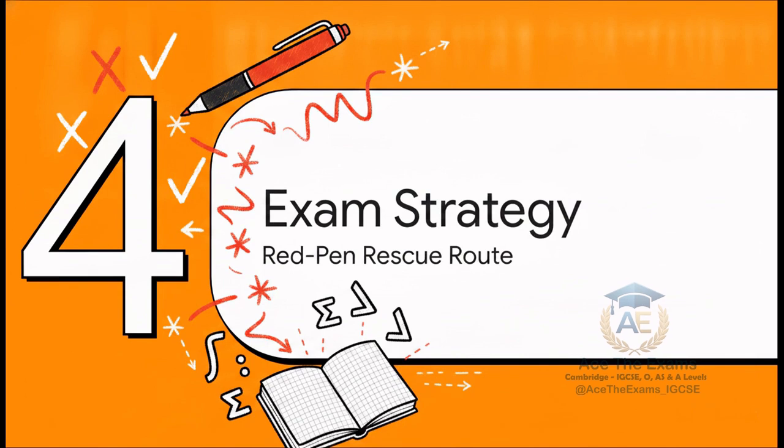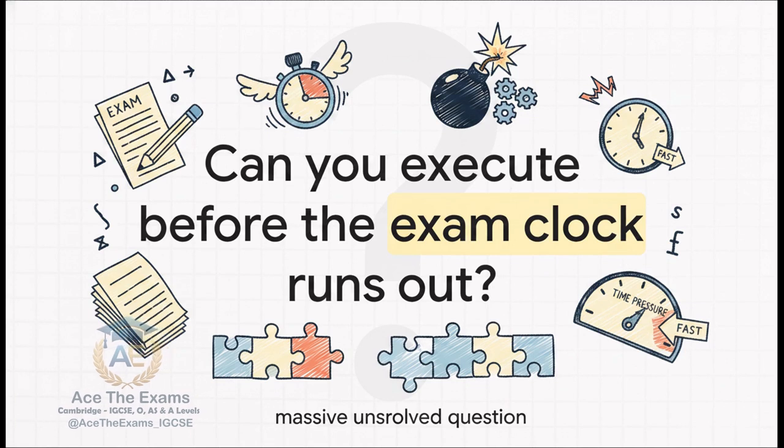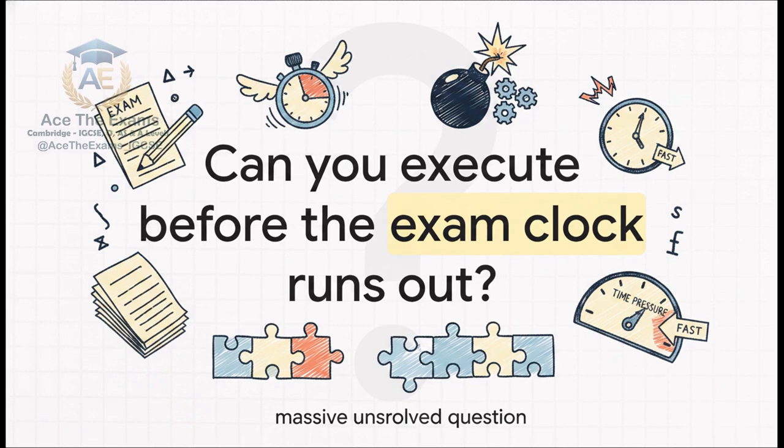Section 4. High-mark exam strategy, the red pen rescue route. So, we've covered the theoretical foundations, we've mapped out the procedural methodology, the examiner warnings, and we know the absolute necessity of method marks. But all of this leaves us with a massive, unresolved question. You have the framework, but can you execute it before the exam clock runs out? Because let's be real, knowing the discriminant inside and out is entirely useless if you literally cannot apply it under extreme timing pressure. Knowing the math is only half the battle.